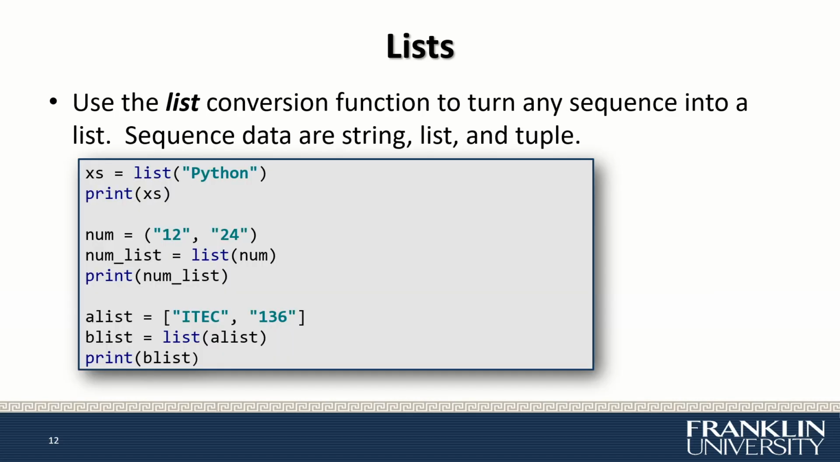You can use a list conversion function to convert any sequence into a list. Again, the sequence data types are string, list, and tuple. So if I have a string, Python, and use list, what do you think it will convert into? If I have a tuple, we'll talk about tuple in a second. If I convert it into a list, what do you think you're going to have? And if I have a list and convert the list into a list, what do you think the B list is going to be? Well, let's find out in PyCharm.